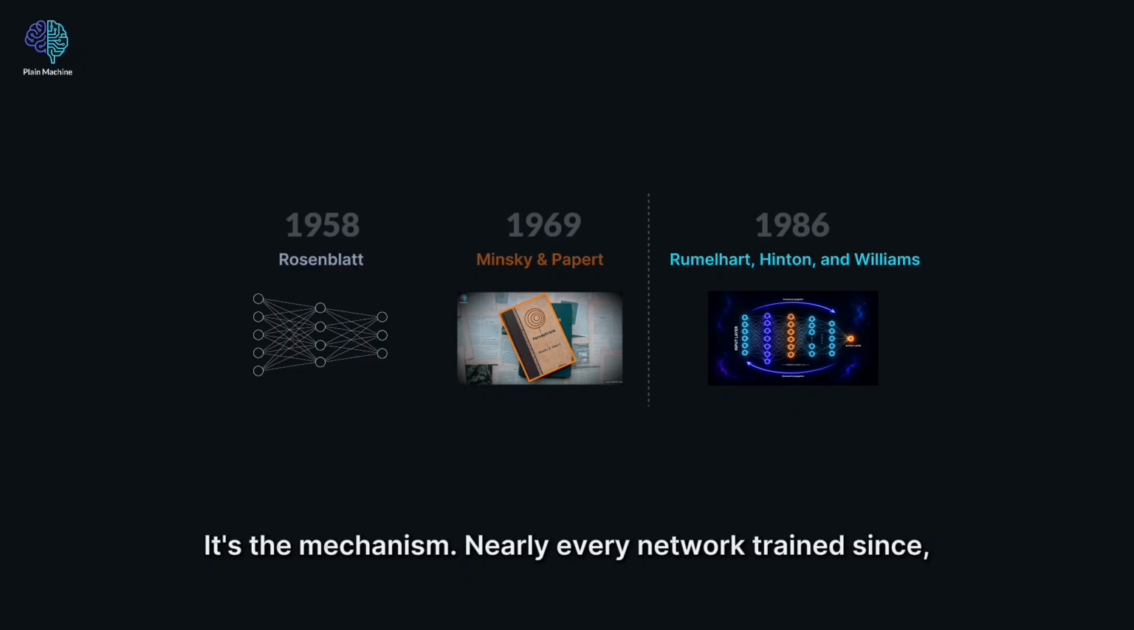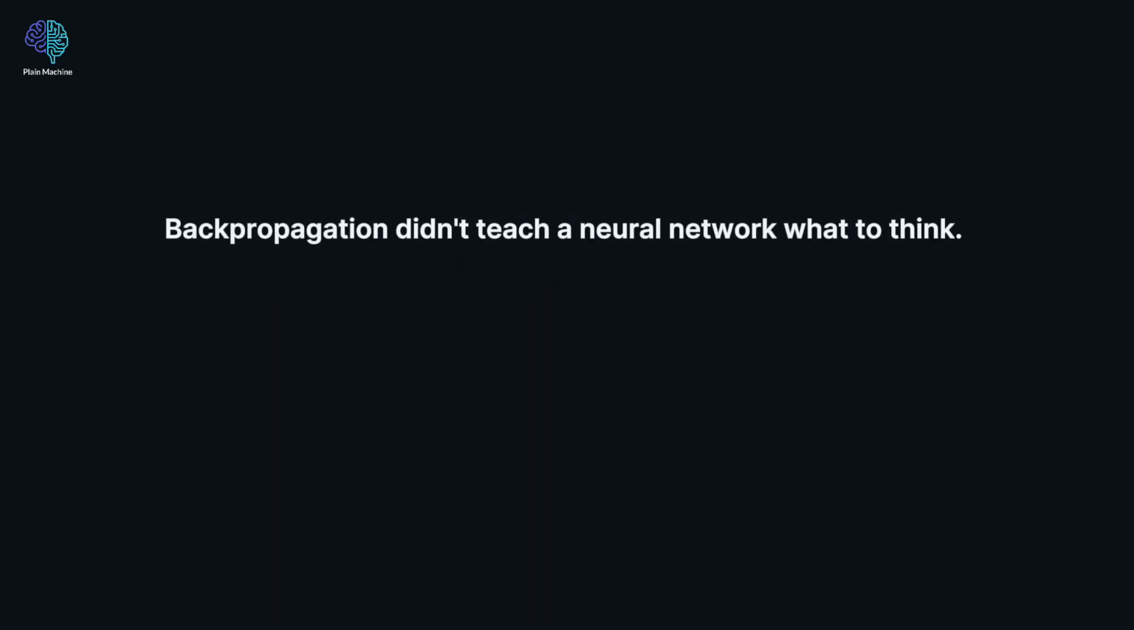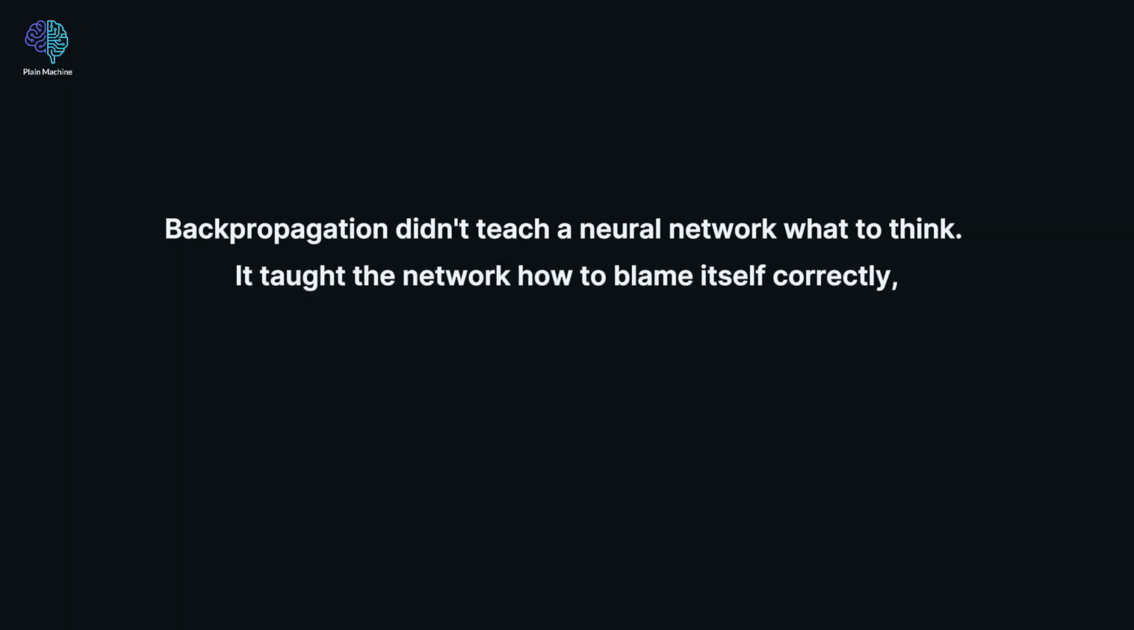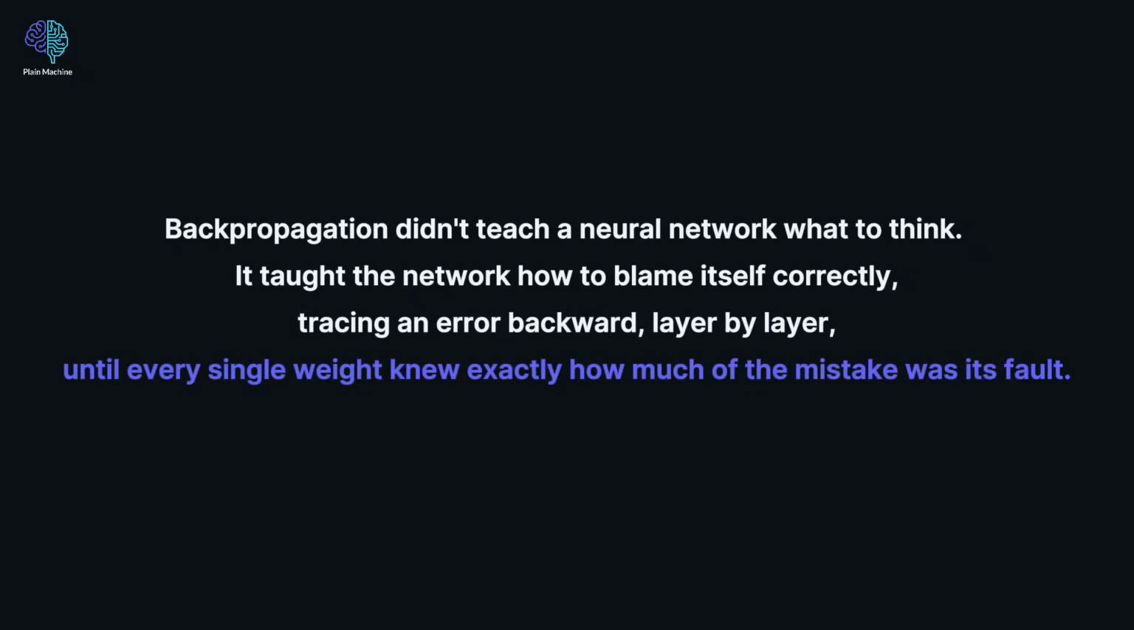Nearly every network trained since, the ones behind translation, image recognition, and the language models making headlines right now, updates its weights using some version of this same backward calculation. Here's the 4-line version. Backpropagation didn't teach a neural network what to think. It taught the network how to blame itself correctly, tracing an error backward layer by layer until every single weight knew exactly how much of the mistake was its fault.